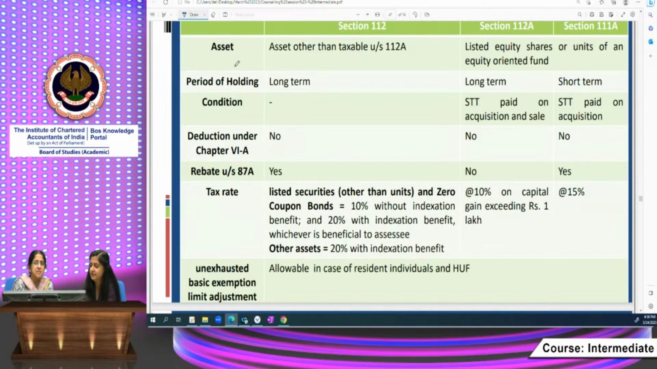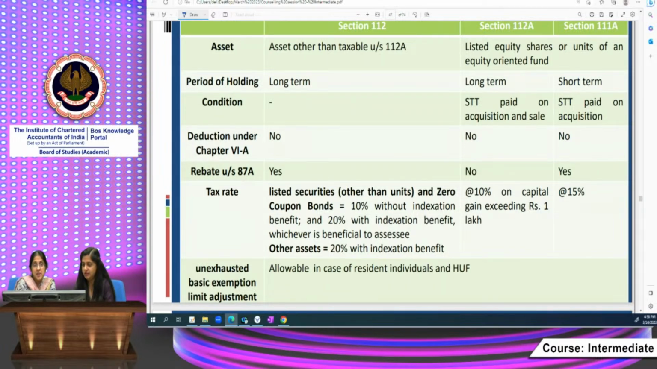PGBP is easy. Actually, if you see salary, it's basically limits. You have to memorize the limits and there is calculation. But in PGBP and capital gain, provision testing and interpretation is there. So that's why PGBP and capital gain gets a little bit difficult for students.